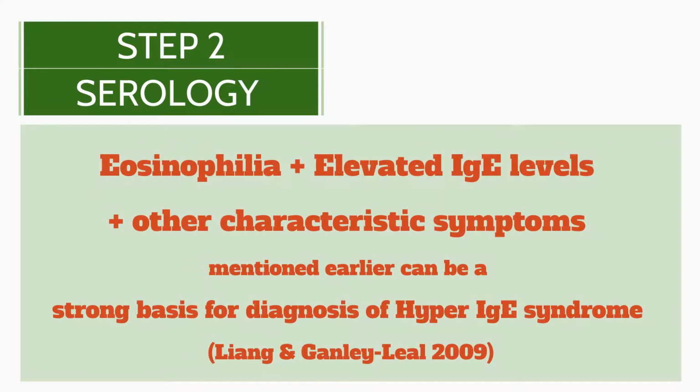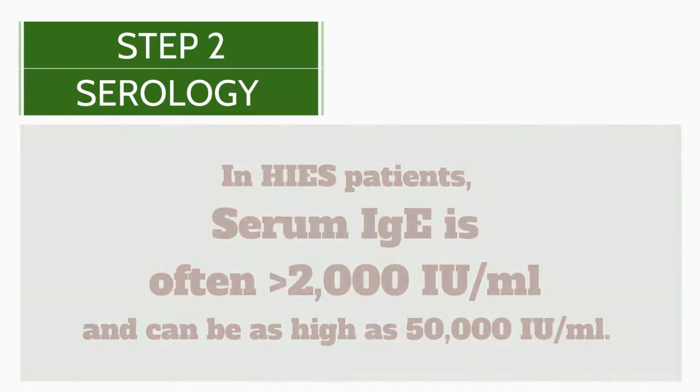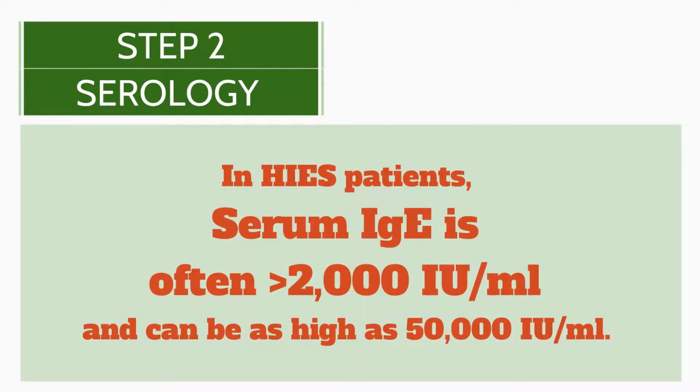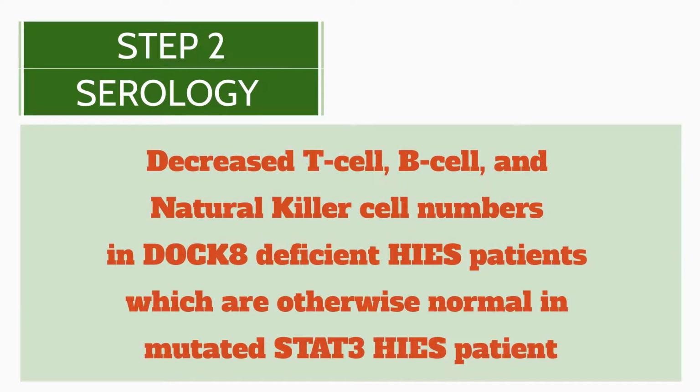Elevated levels of eosinophils, known as eosinophilia, and elevated IgE levels along with other characteristic symptoms mentioned earlier can be a strong basis for diagnosis of hyper IgE syndrome. Serum IgE is often above 2000 IU per ml and can be as high as 50,000 IU per ml. Decreased T cell, B cell, and natural killer cell numbers have also been described in DOCK8 deficient HIES patients, which are otherwise normal in mutated STAT3 HIES patients.